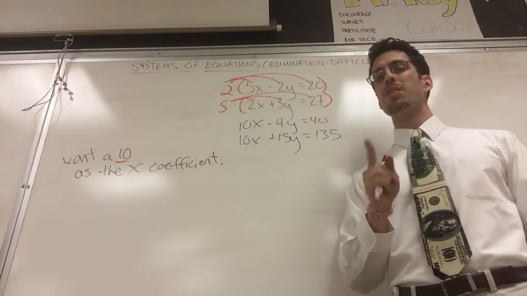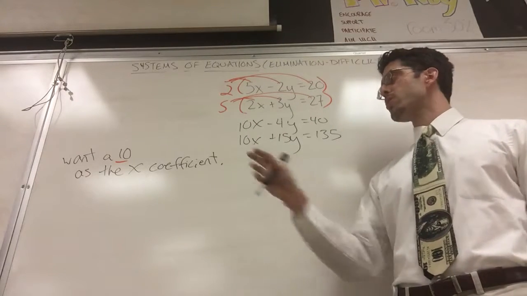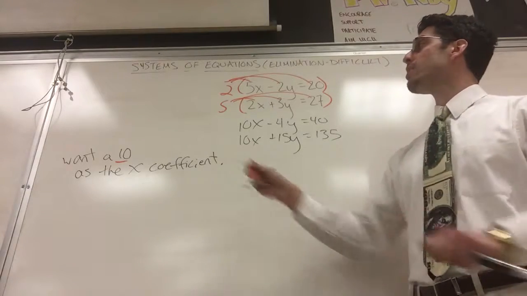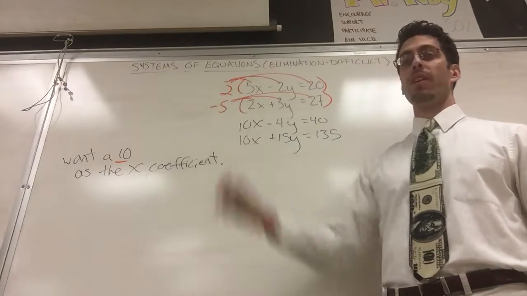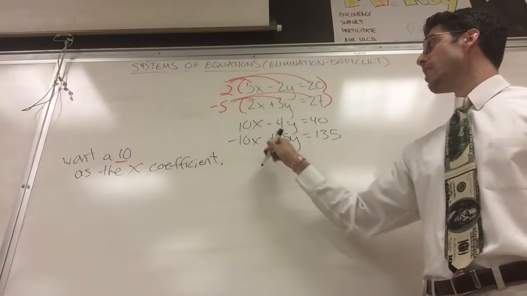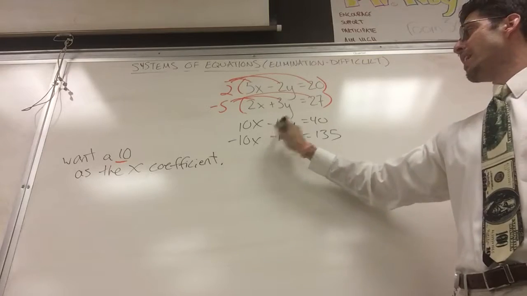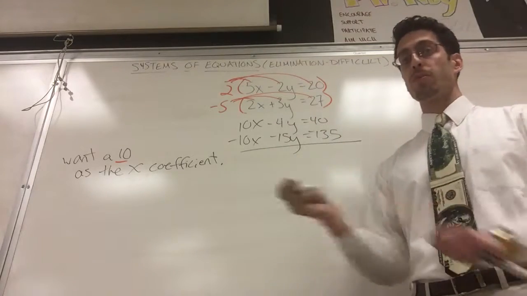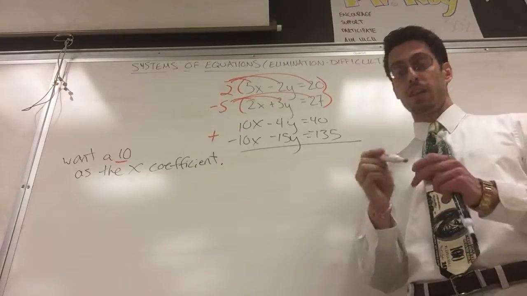But they're not only supposed to be the same, they're supposed to be inverses. One should be positive and one should be negative. So I still didn't get it right. Should have multiplied by -5. This would have given me a negative 10x and a negative 15y and a negative 135. Now you can put your giant plus sign and finally get to work.